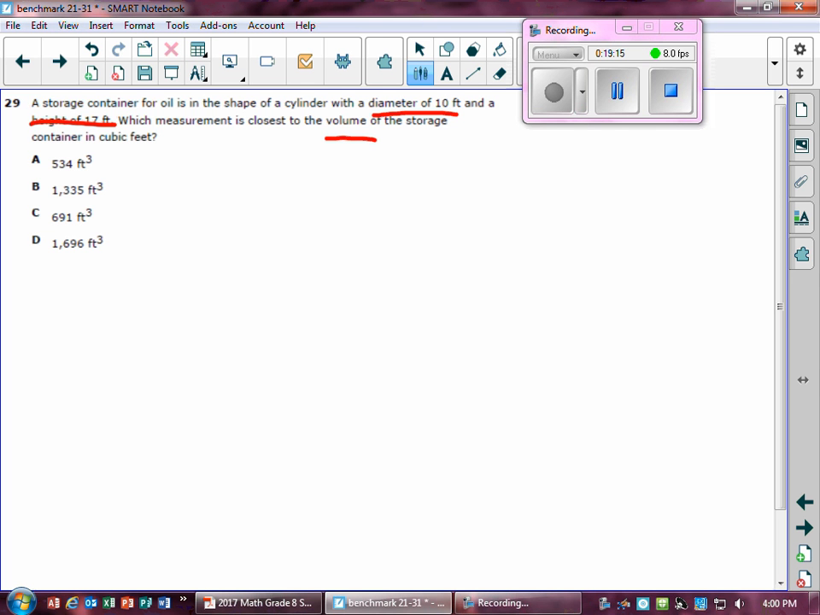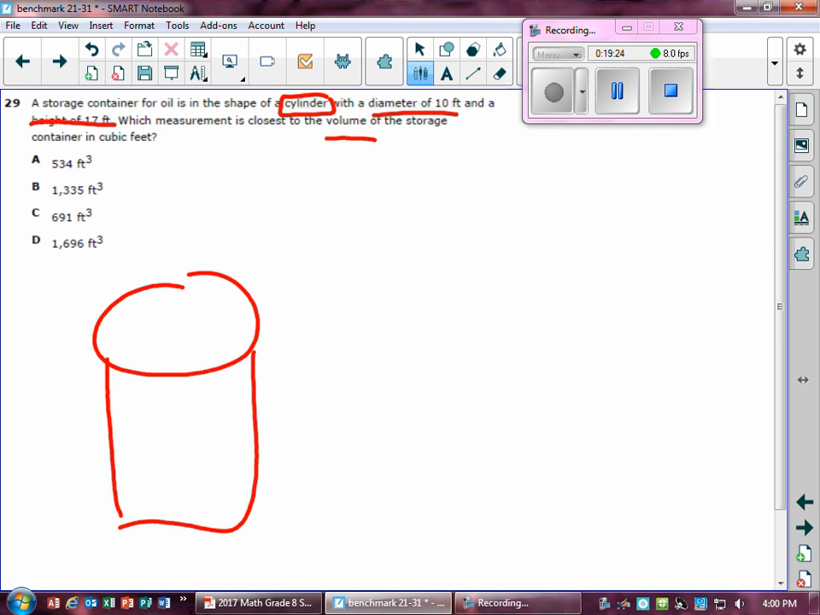So when you have a storage container, it says the shape is a cylinder. So the first thing we should do is draw a cylinder. Here's my cylinder, right? Then it says the diameter of the cylinder is 10 feet. So this is 10 feet. And then it said it had a height of 17 feet. Okay? And we need to find the volume.